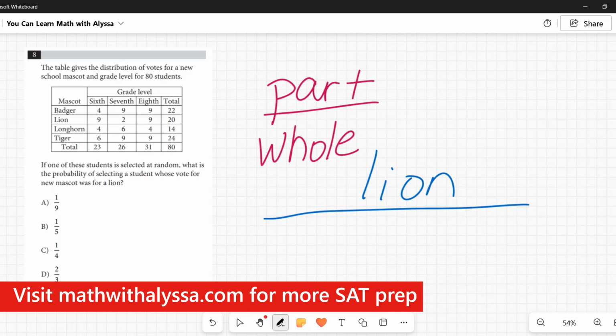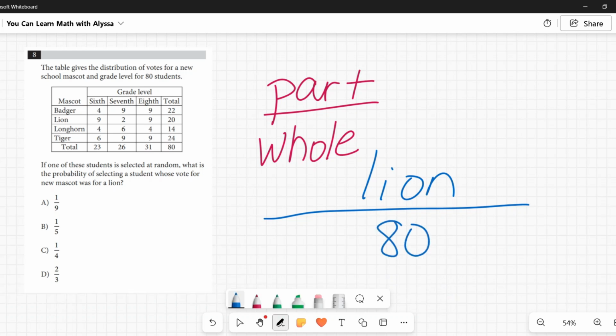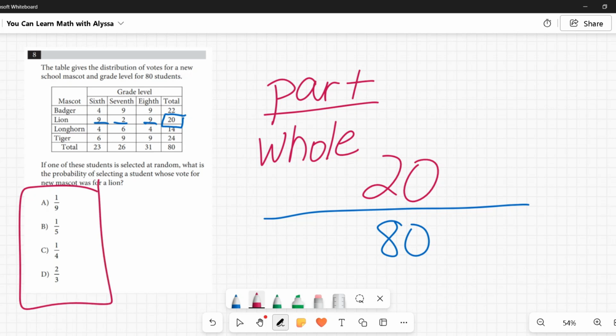So I'm going to write that here, 80. Now here are the number of students that voted for a lion. There were 9 sixth graders, 2 seventh graders, and 9 eighth graders. And then they've already added that up. The total number of students who voted for a lion is 20. Now, as you can see, none of our options here are 20 over 80. So we need to simplify this.